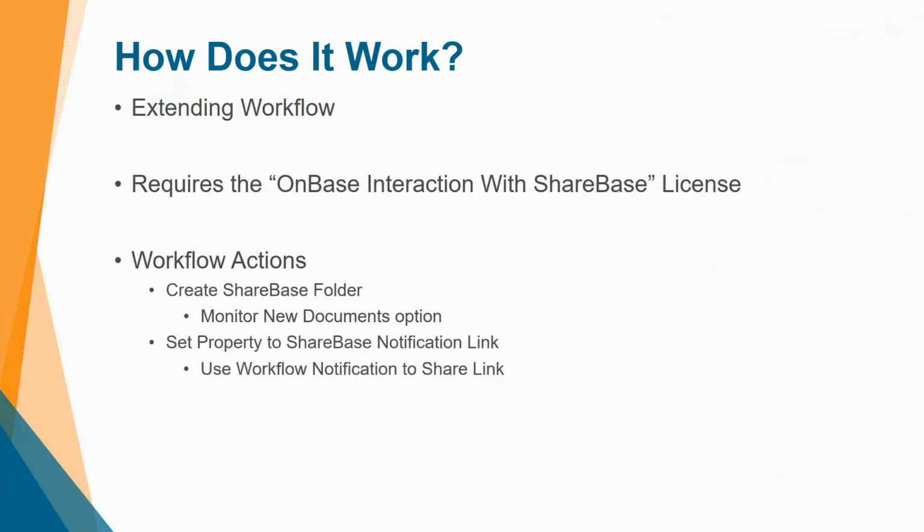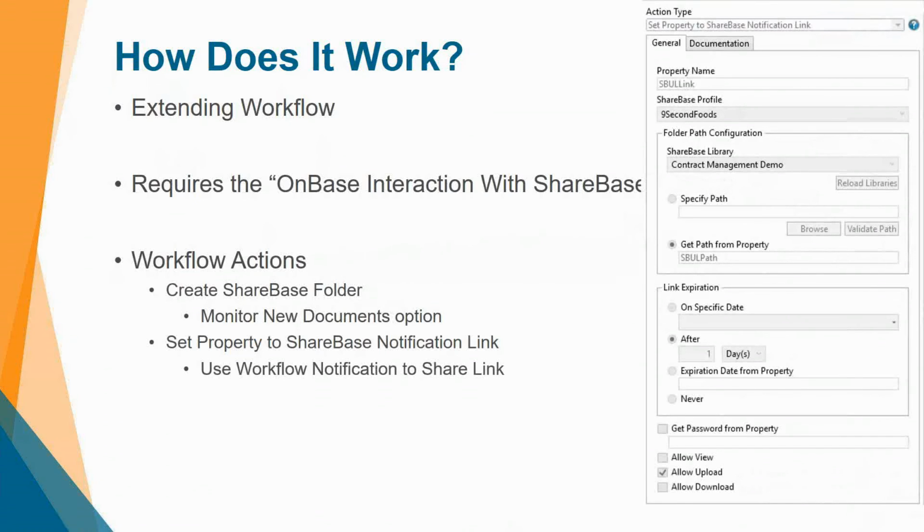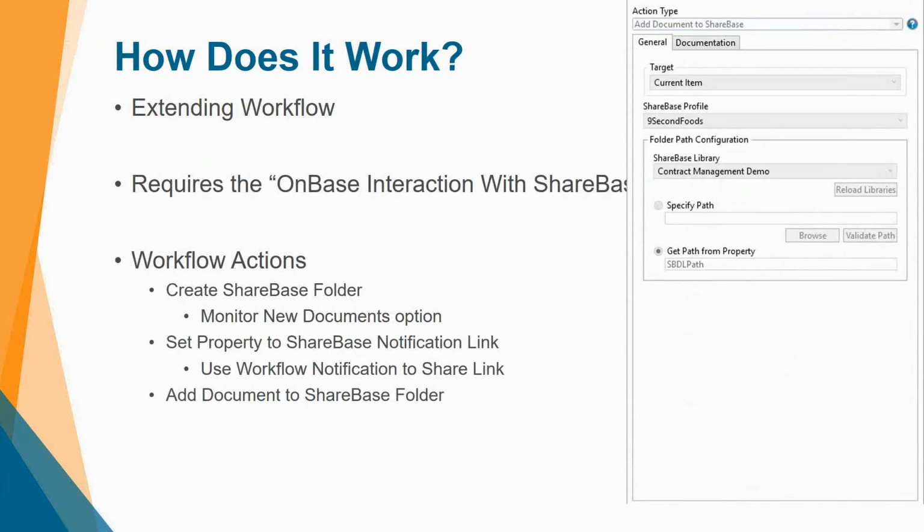That allows us to use workflow and native notifications to send that link of this new folder out to the user. So here's a really good example where I'm creating this property called SBU link, again using that particular folder path, and way down at the bottom you can start seeing similar things to ShareBase. Are we going to expire that link at some point in time? Are we going to allow an upload of those files? And so on and so forth. You can also take documents in OnBase, in workflow, and add them to ShareBase. Whether we're dealing with the current item or a related item, obviously you have to set up your relationships, but where are we going to drop them?